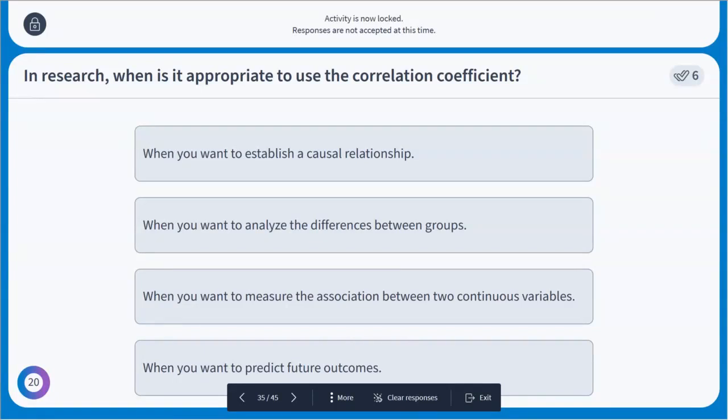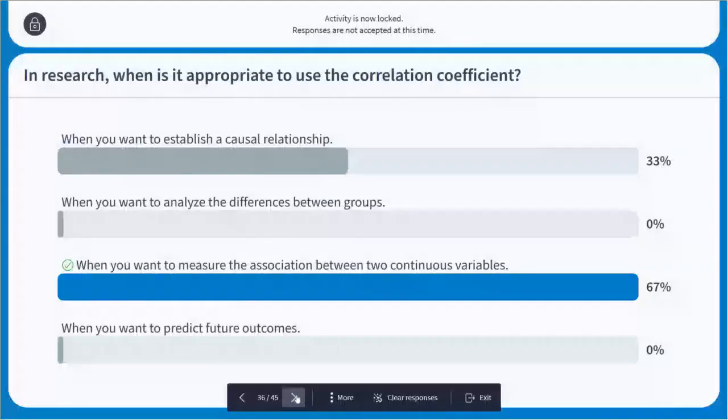This is a bit of a sneaky one. Remember it said causal relationship there. That's not what you're looking for with the correlation.